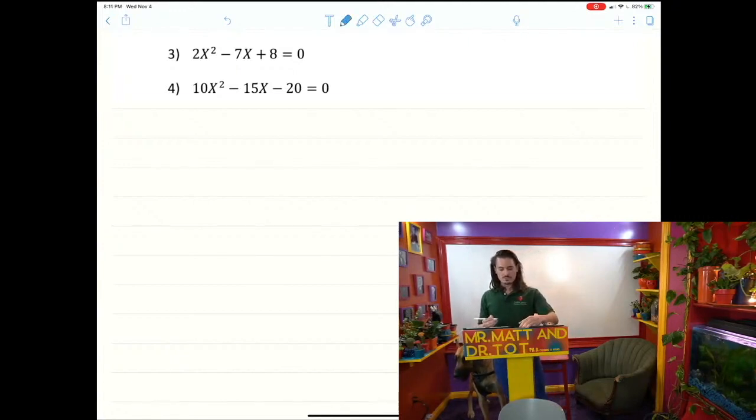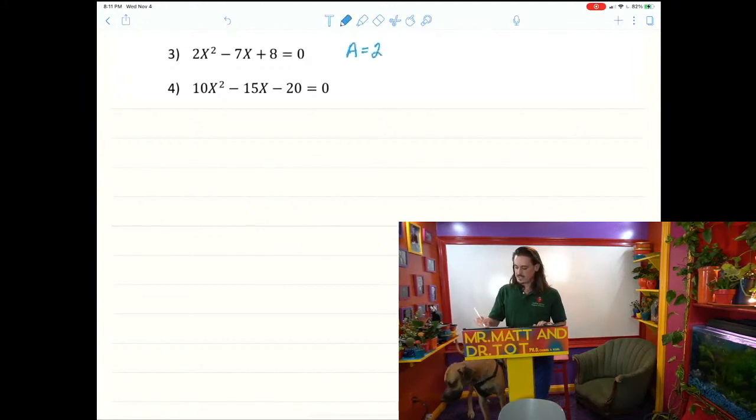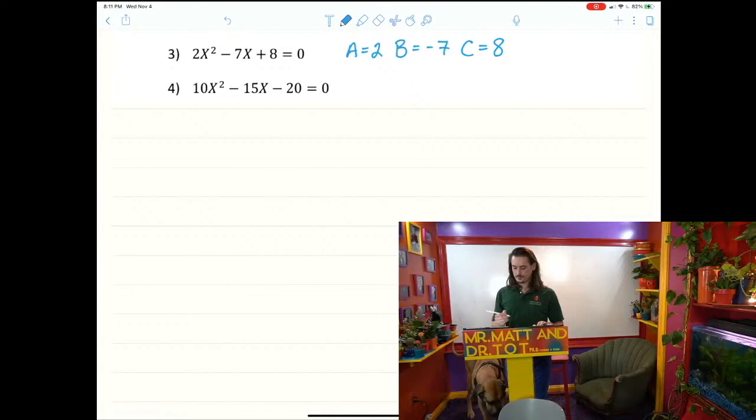Okay, so for number 3, a would be equal to positive 2, b would be equal to negative 7, and c would be equal to positive 8. Remember that if there's a subtraction sign, you have to make sure that you take the negative.